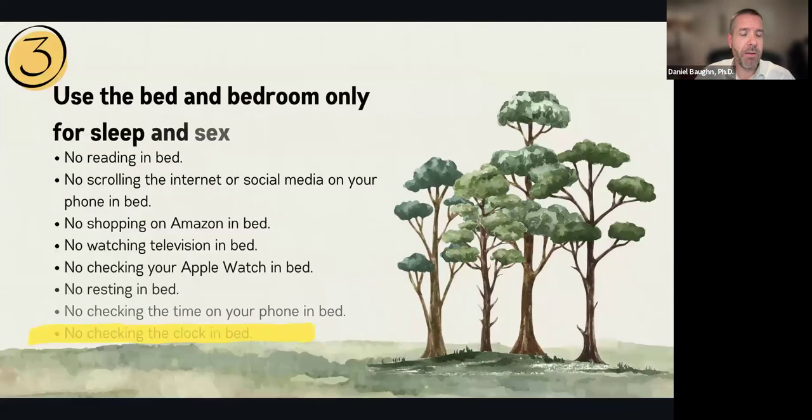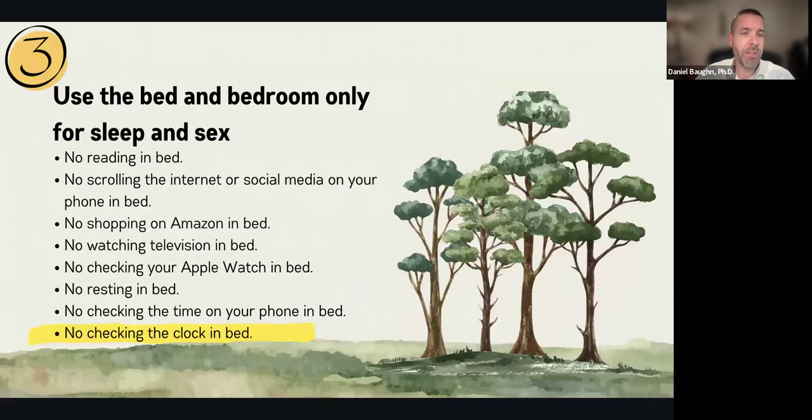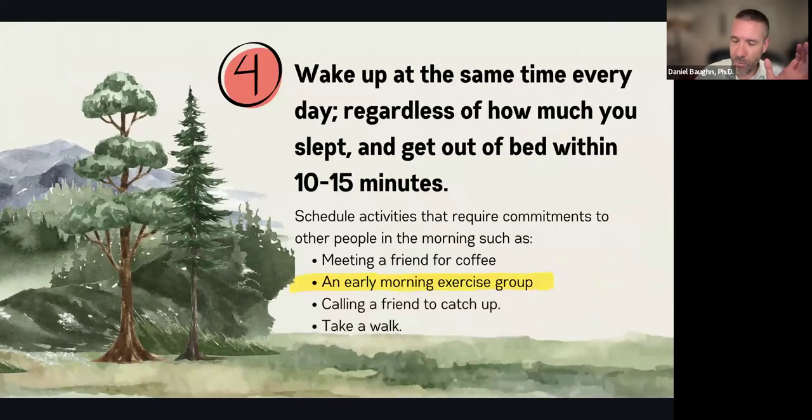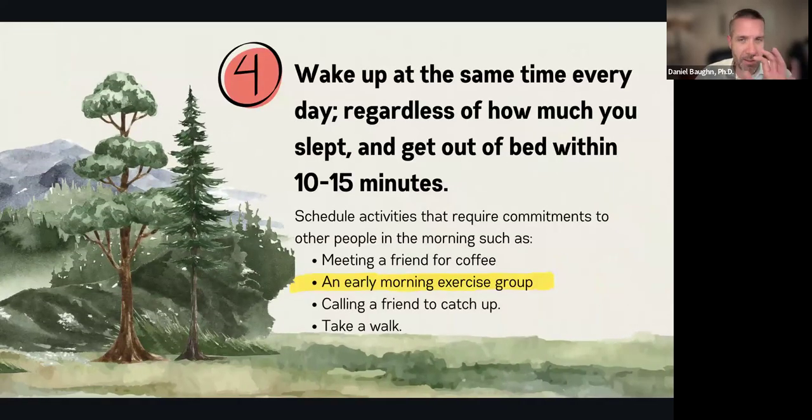Number 3, use your bed and your bedroom just for sleep and sex. This has everything to do with behavioral conditioning. Essentially, this means don't look at the clock in bed. Don't do lots of other things in bed. Essentially, everything that's on the list there. And number 4, wake up at the same time, regardless of how much sleep you got, and get out of bed within 10 to 15 minutes. This one is super important. In fact, it's the most important of all 5 of these.